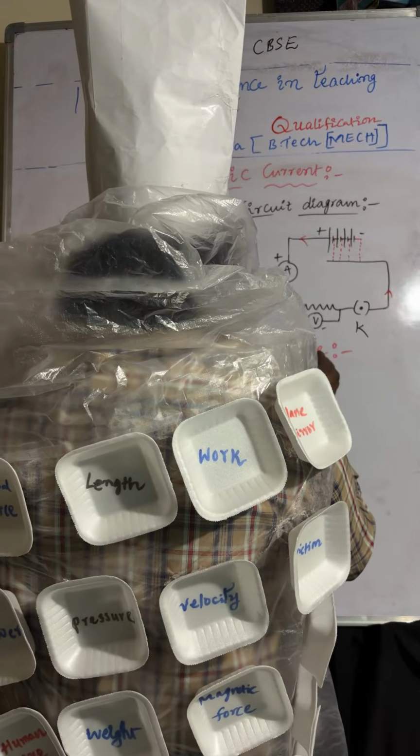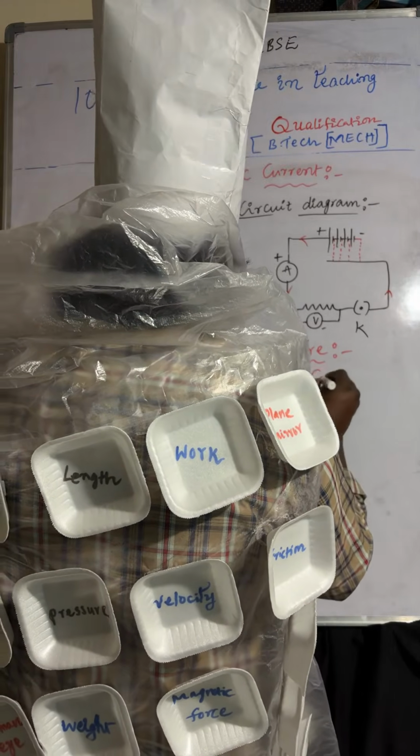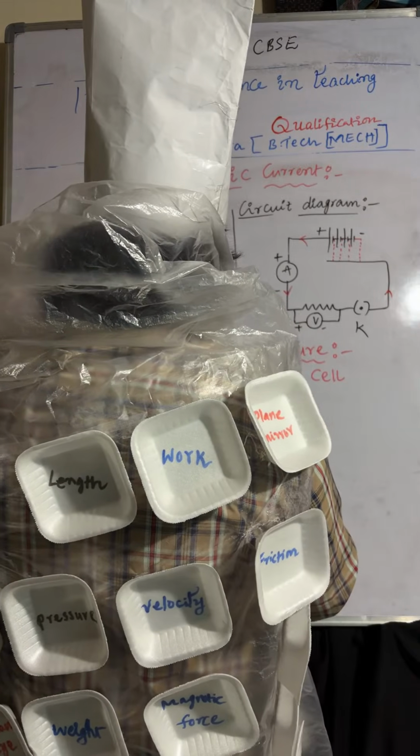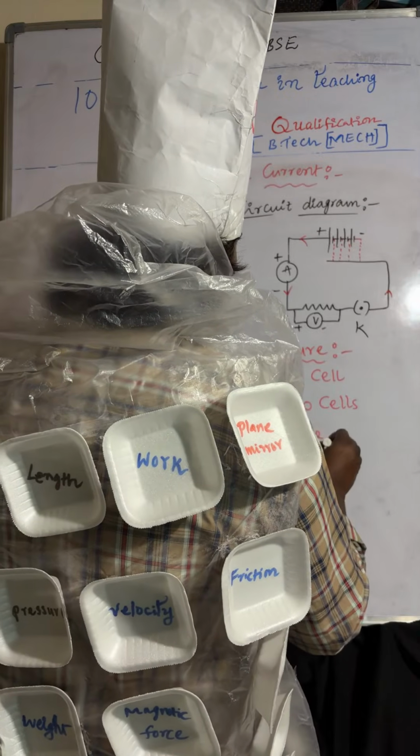What is that procedure? First one, connect one cell and note down the reading of ammeter and voltmeter. Next, connect two cells. Note down the reading of ammeter and voltmeter and repeat the process for 3 and 4.